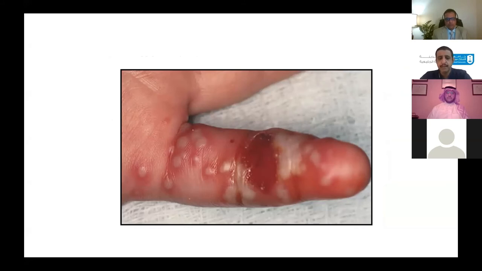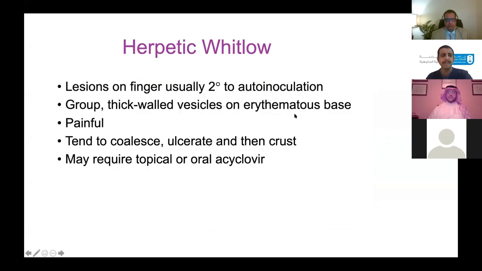This is actually transmission of the virus from the mouth to the finger or to the digit. So this is herpetic whitlow. Again, it's quite painful. Some patients come after being seen somewhere else and having incision and drainage done, as they are thinking about abscess formation. But actually this is herpetic whitlow. You don't need to rupture those vesicles, but you need to apply either topical or systemic acyclovir, which would be enough for those patients, plus analgesia.